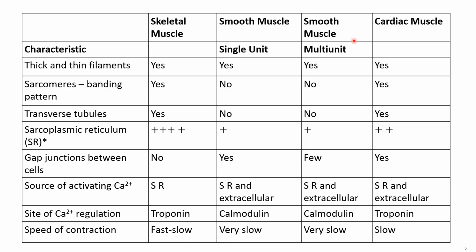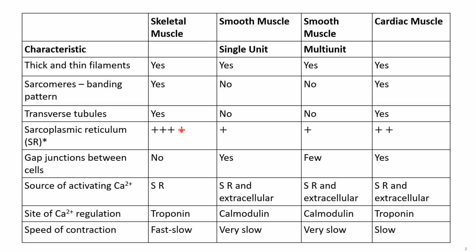smooth muscle fibers. Thin and thick filaments are present in all kinds of muscle, but sarcomeres, which are responsible for the striated or banding pattern in muscle, are found only in skeletal muscle and in cardiac muscle. Transverse tubules, which are microscopic structures allowing the conduct of action potentials into the muscle, are found only in skeletal and cardiac muscle as well.